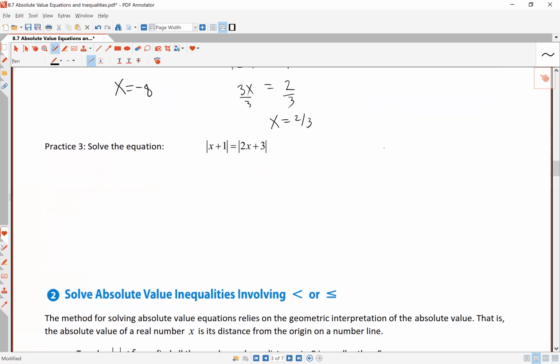Now that you've had a chance to work this out, I'll work this out with you. So we drop the absolute value bars and keep everything the same. Drop them and take the opposite. And there's two linear equations for us to solve. We solve this by subtracting x from both sides and subtracting 3 from both sides. 1 minus 3 is negative 2.